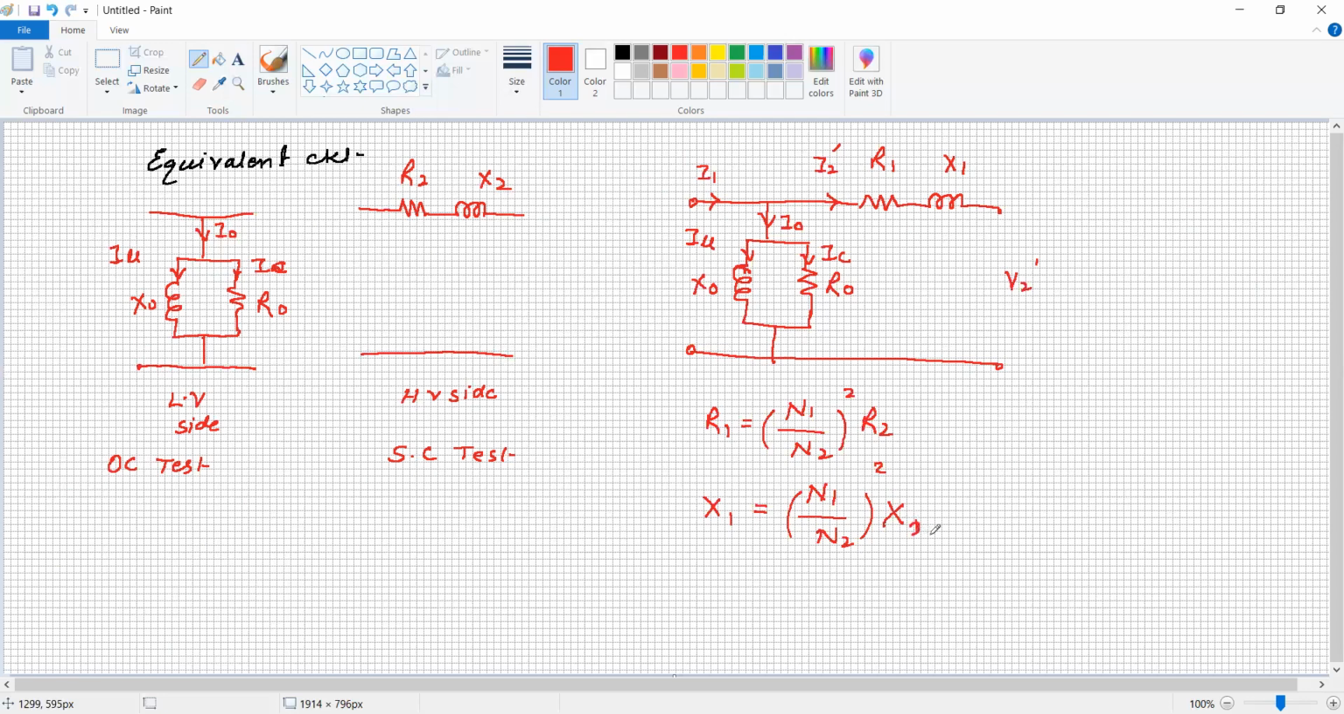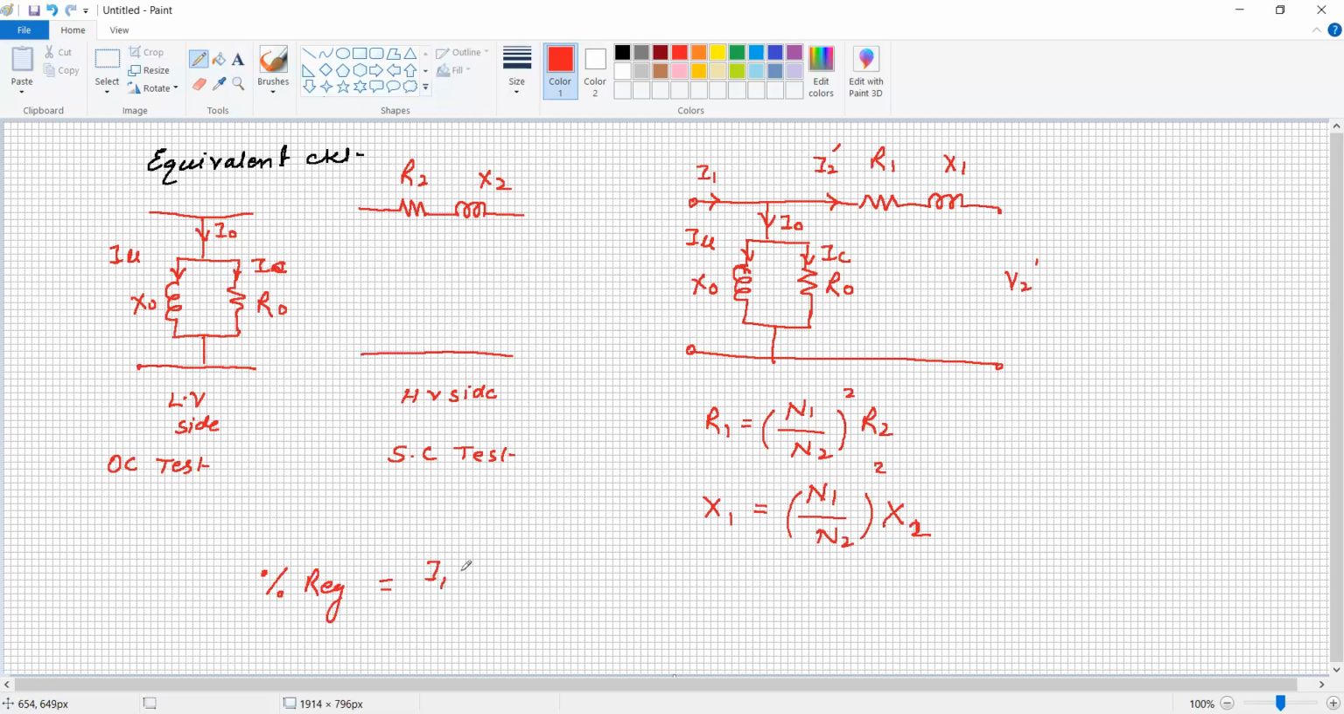It is X2. So in this way, with the help of the open circuit test and short circuit test, the equivalent circuit parameters can be found. Once the equivalent circuit parameters are found, we can calculate the percentage regulation, the approximate percentage regulation. As earlier, it is I2, or it may be I1, because it is referred to the primary side.